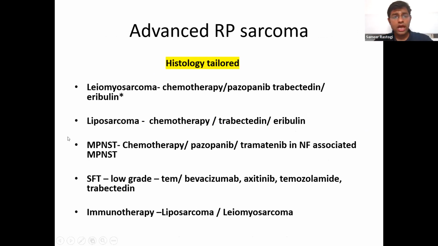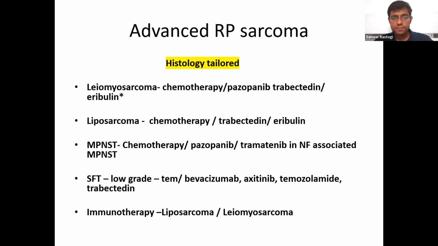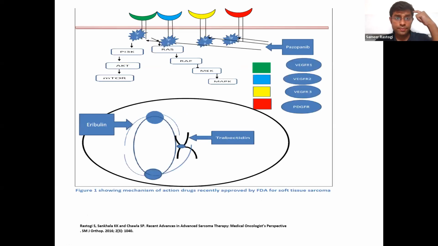As you can see, for leiomyosarcoma, the options are doxorubicin-based chemotherapy, docetaxel, gemcitabine, pazopanib, trabectedin, and eribulin. Eribulin is not FDA approved for this, so that's why there is an asterisk here. Liposarcoma, these are the options. MPNST: chemotherapy and pazopanib, or gemcitabine, docetaxel, but trabectedin can be used in neurofibromatosis-associated MPNST. SFT: vascular agents are there, and immunotherapy is also promising, but for a subset of patients, and I'll discuss those subsets as well. So this is how and where these therapies work.